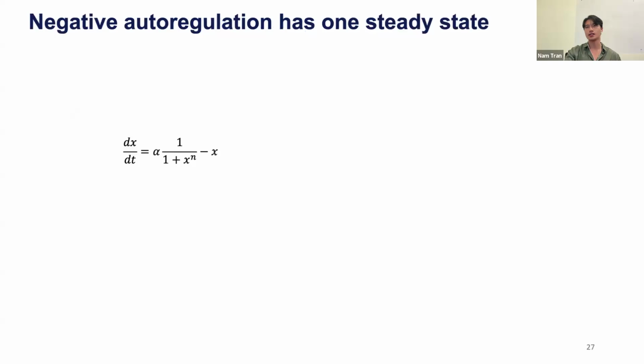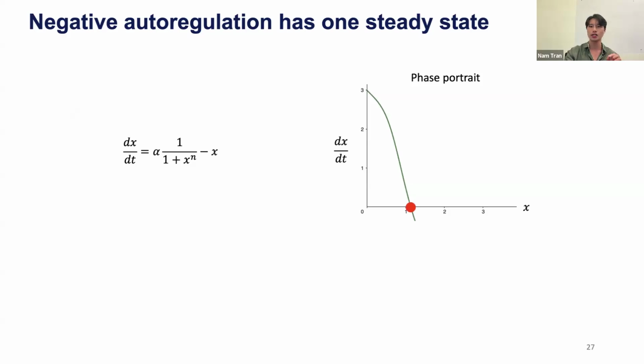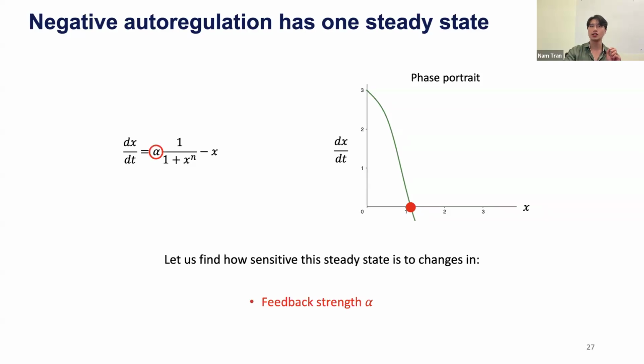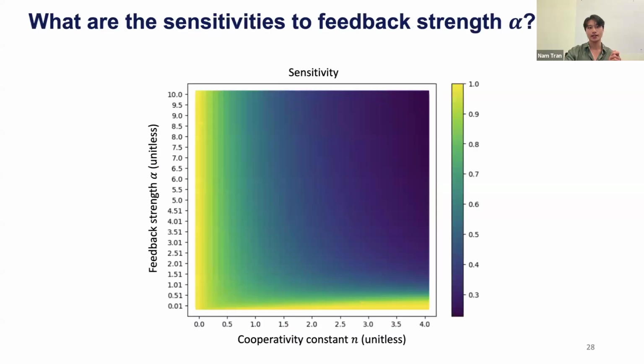We can see this steady state if you plot the dynamical equation we have on the left as a function of concentration. You can see that there's one point where it hits 0. That's the steady state. And we want to see how sensitive this red dot is to changes in your feedback strength, alpha, and your cooperativity, n.